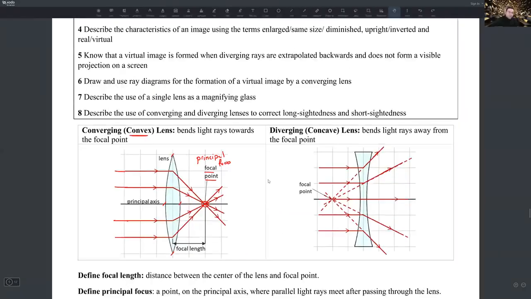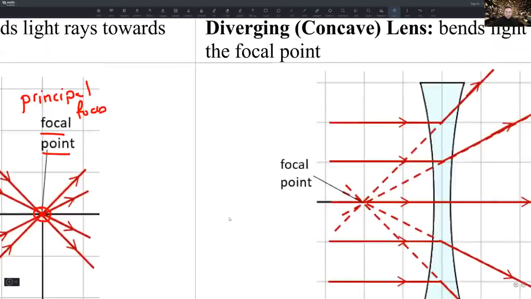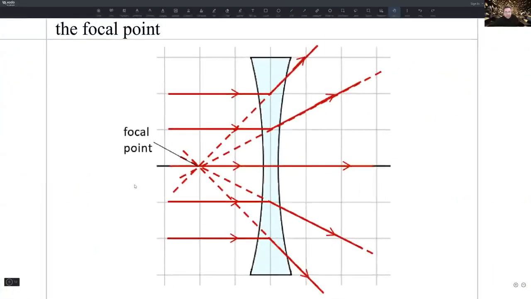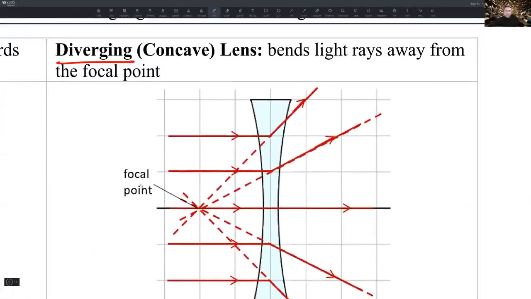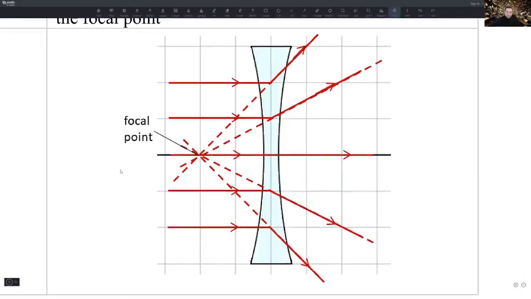But there is another type of lens that's the mirror opposite. It's called a diverging lens. The word diverging means away from each other. And this is literally what this lens does. It takes the light rays and moves them away from each other. That's what it does to the light rays.